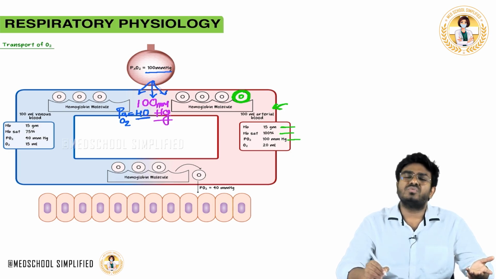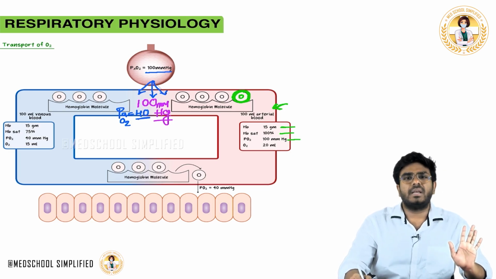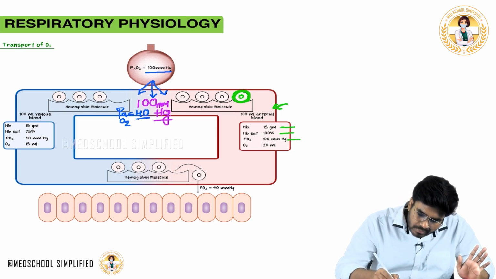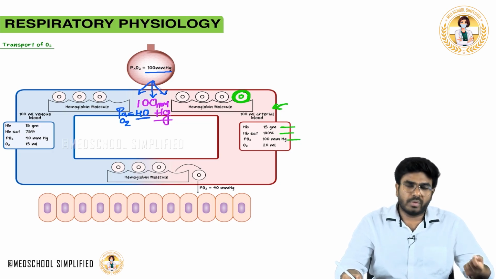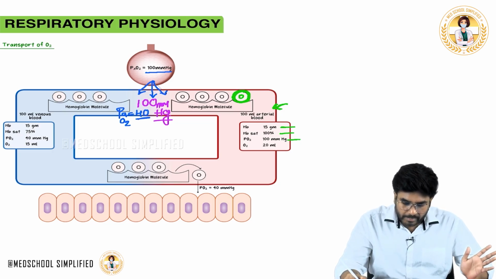100 mmHg. Usually it will be somewhere around 95 mmHg, but for understanding purposes, I am just keeping it as 100 mmHg. Usually it will be 95 mmHg. So now the partial pressure of oxygen in the arterial blood, PaO₂, is somewhere around 100 mmHg.